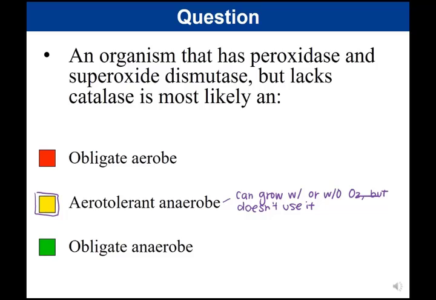An obligate aerobe, because they use O2, would have catalase and not peroxidase. An obligate anaerobe would have none of those enzymes. It wouldn't have superoxide dismutase, it wouldn't have peroxidase, it wouldn't have catalase. And it is an obligate anaerobe because it lacks those enzymes.